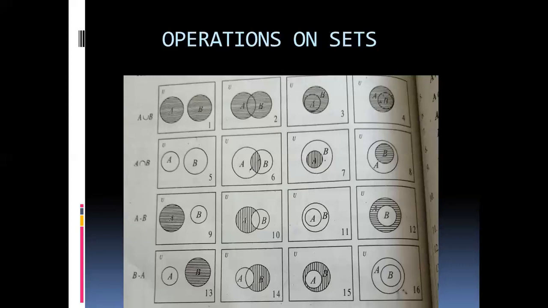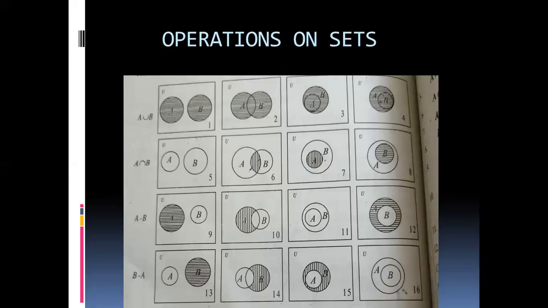So that's why we shade only the A portion. Same for B minus A, those elements of B which are not present in A. So we leave the whole of A and also the common area. We only shade the B portion. Come to the third column.